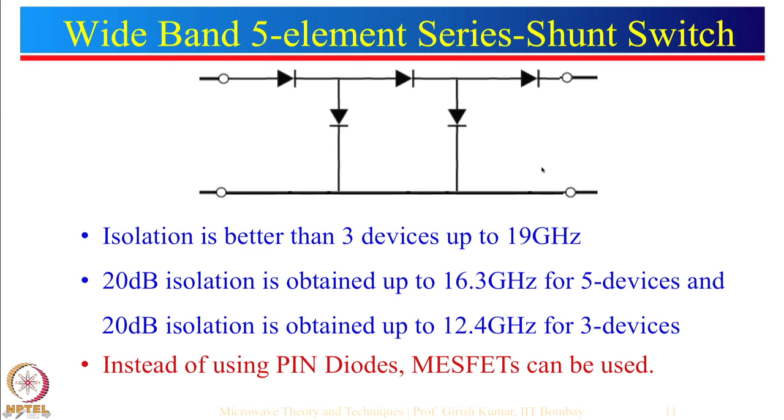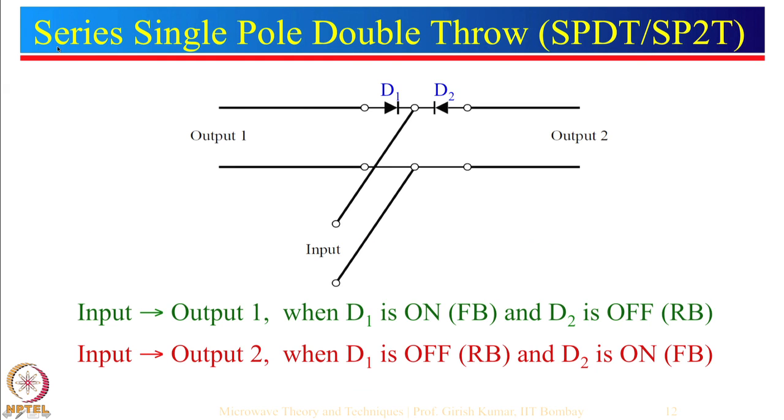Today we are going to discuss the next configuration, which is the series single pole double throw. Single pole double throw is abbreviated as SPDT and also commonly known as SP2T. Here let us see the concept. The input is given at this particular port, and it may go to output 1 or it may go to output 2 depending upon how diodes D1 and D2 are biased.